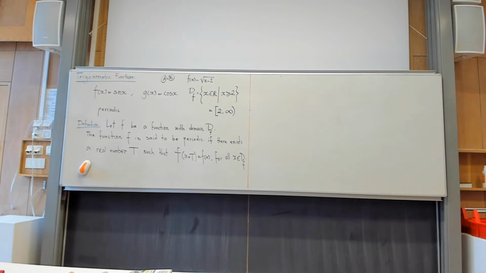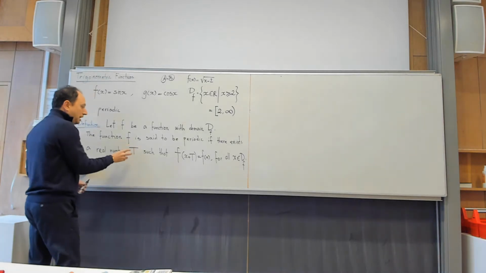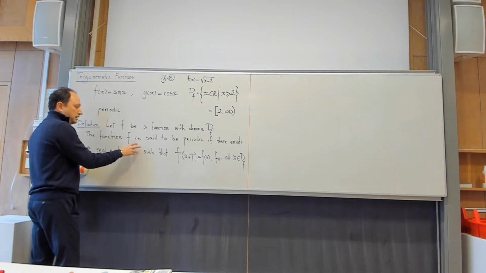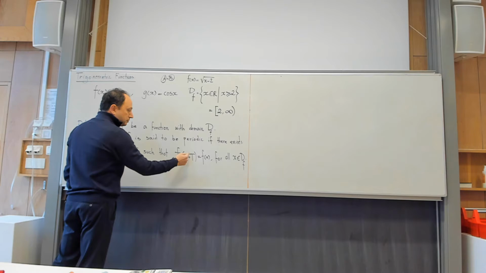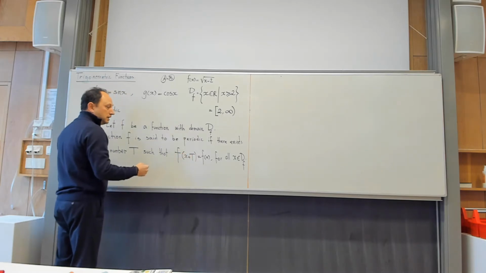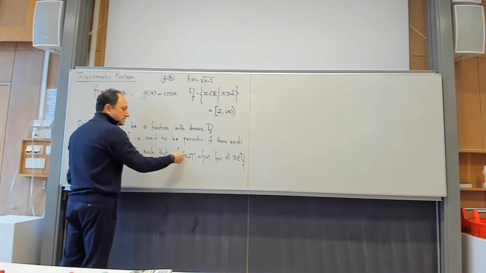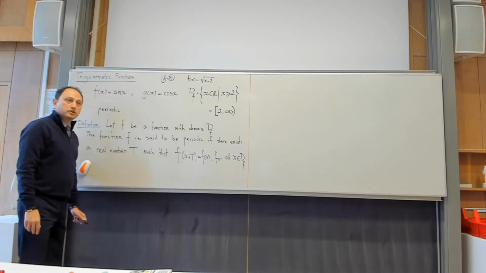This is a very formal definition of a periodic function, but let me describe what it means in simple words. A periodic function is a function for which you can somehow find a number T so that if you calculate f of x plus that number, it doesn't affect anything. It becomes exactly f of x for all choices of x.